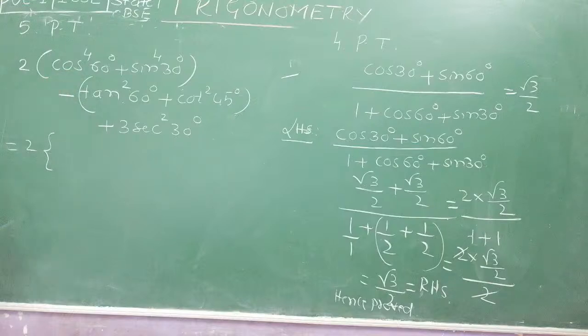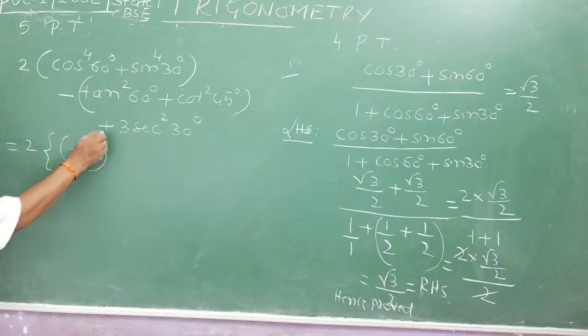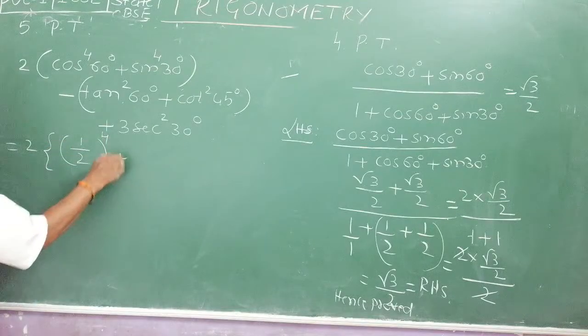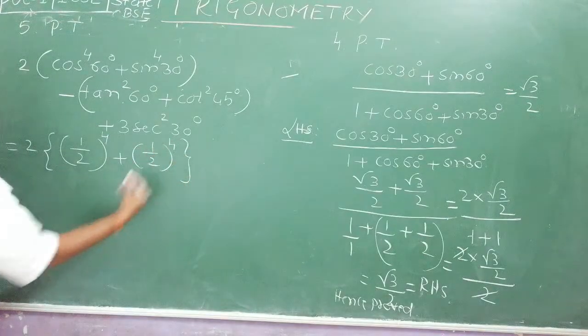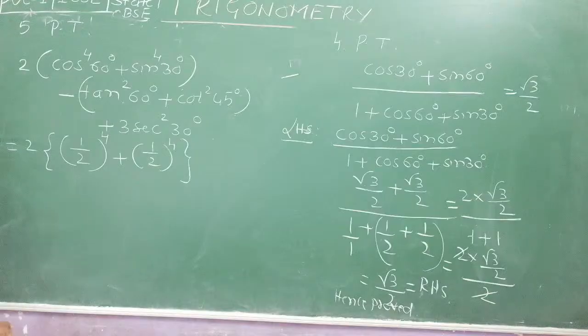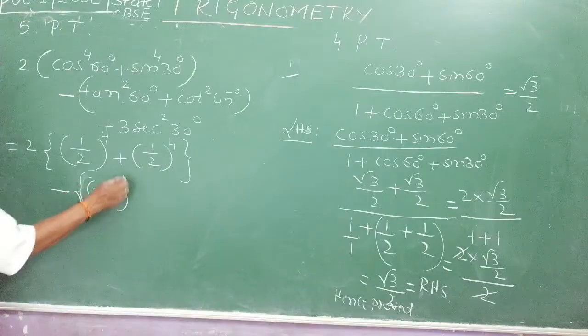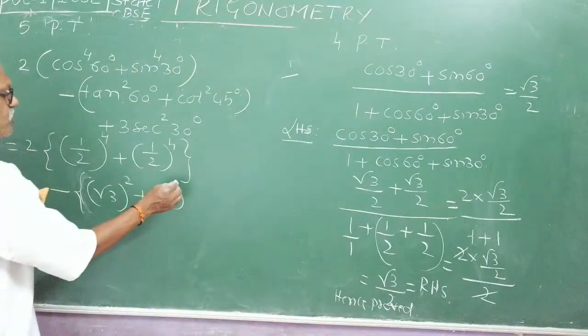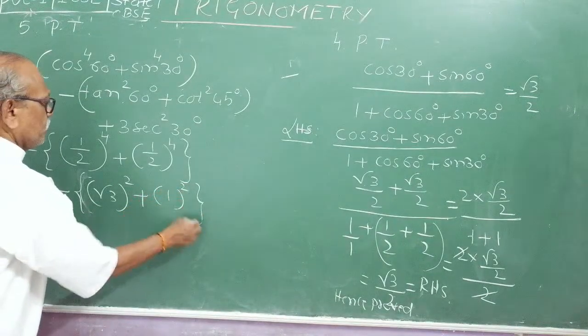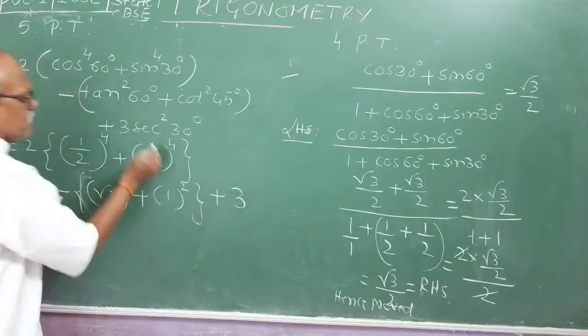What is cos 60? Cos 60 is 1 by 2 raised to 4 plus sin 30, 1 by 2 raised to 4. Close the bracket. Use brackets properly. Right? Continue. Minus tan 60 degree. I will use the flower bracket. Root 3 square plus cot square 45 degree, which is 1 square plus 3 times sec 30 degree.